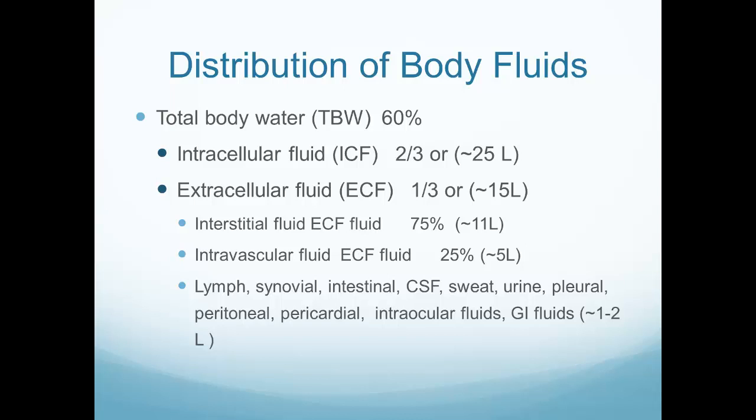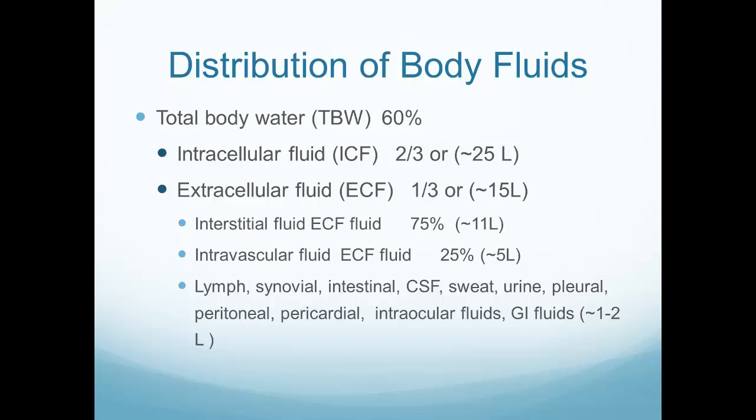So here's our distribution of body fluids. Again, our total body water, 60%. And we have about 2/3 of it in the intracellular fluid, about 1/3 of it in the extracellular fluid. The intracellular fluid, as the name implies, means it's in the cell. Okay, there's only one place it can be. It can be in the cell. However, the extracellular fluid could be in the interstitial space, or it could be in the intravascular space. So two different places we could have fluid.